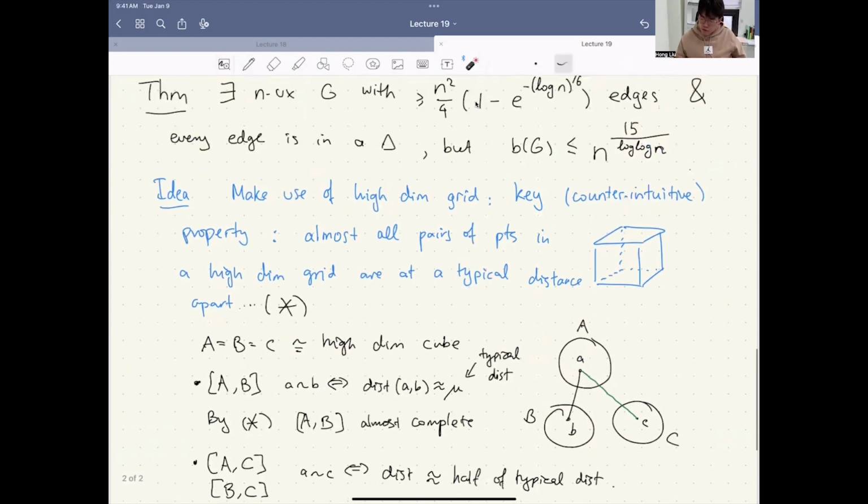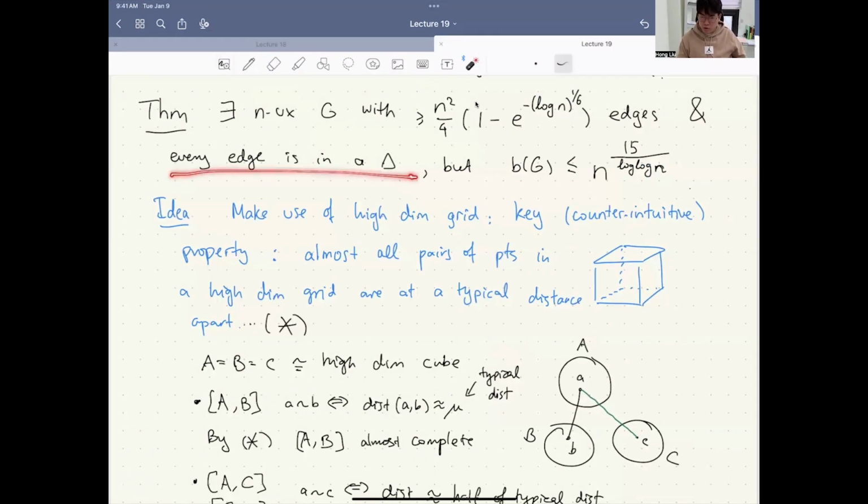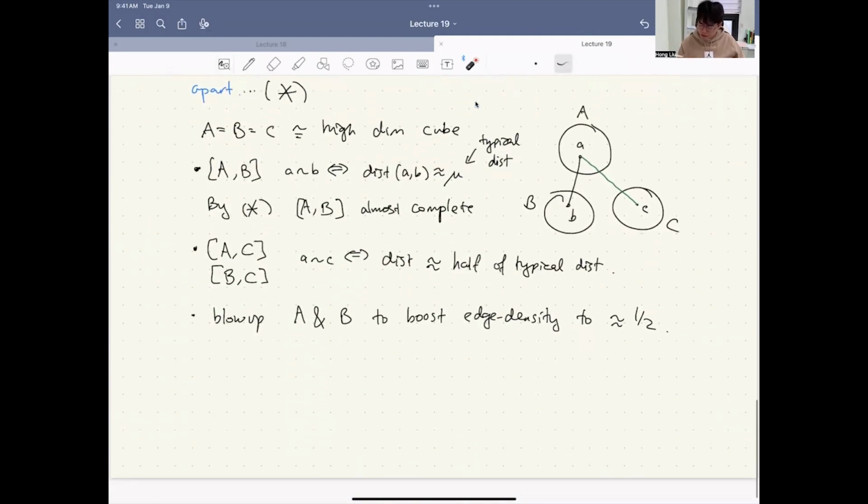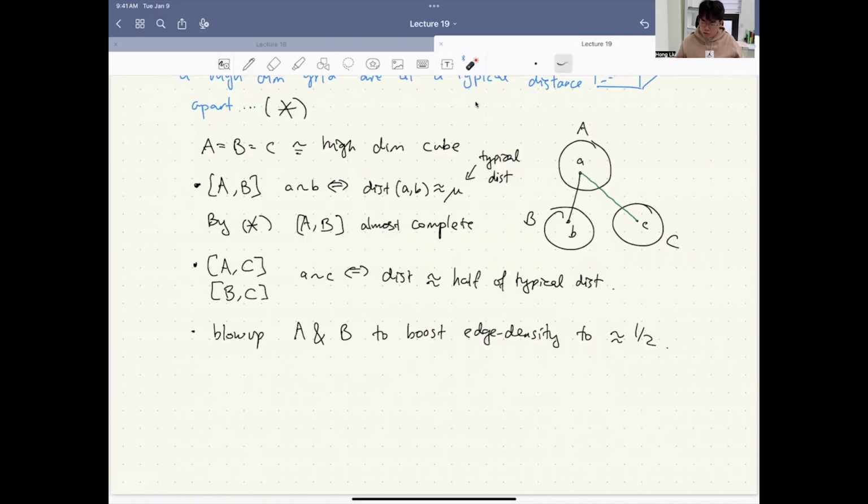We still have to show that every edge is in a triangle, but not too many triangles, fewer than polynomially many triangles sharing an edge. Why is that true? Let's see how a triangle can occur. We have A and B, which are adjacent here, and suppose we have a triangle that looks like this. Remember, A and B are adjacent if their distance is roughly some typical distance.